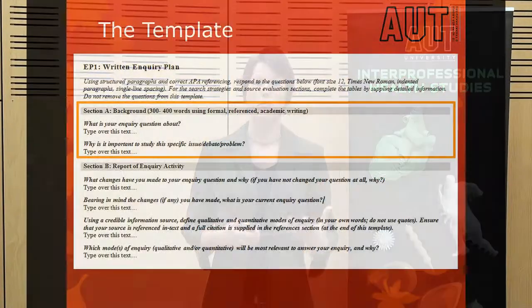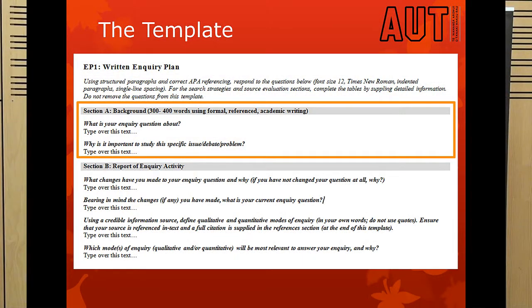And then the first page of the template itself looks like this. So this lecture module is going to talk about Section A, which you can see here. It has two main questions, and you're expected to answer these in formal academic writing to give us an introduction to your topic. So we'll walk through those two questions specifically.